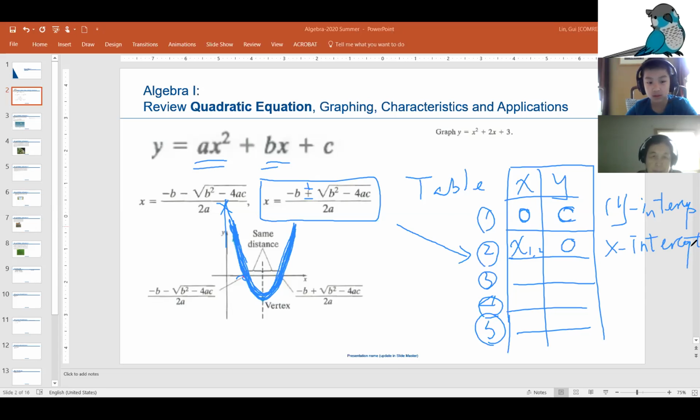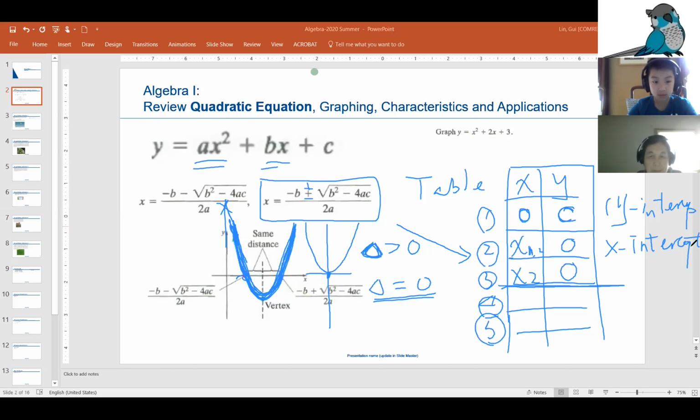The x-intercept has maybe 1 point, maybe 2 points, depending on the discriminant. If it's greater than 0, there are 2 points. Let me split this out. So this x1, x2 can make this become 0, right? If the discriminant equals 0, there's only one x-intercept. You guys remember here, there's just only one. This is exactly the vertex. So you need to find at least 3 points, but that's not enough to graph the line, right? So the table method is the first method we can use for graphing.